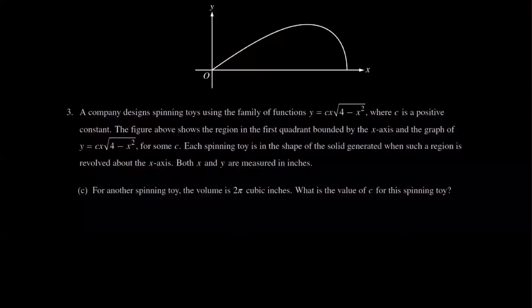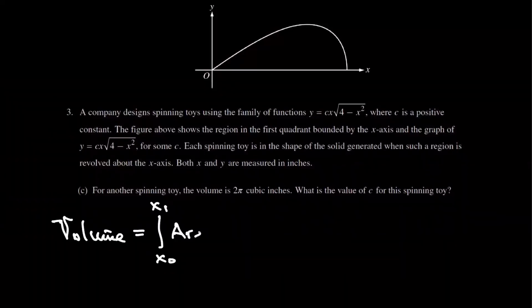And in this question, we are told that for another spinning toy, the volume is 2 pi cubic inches. And again, we need to find the value of c for that spinning toy. And so let's see what the volume is. The formula for the volume is equal to the integral from x0 to x1 of the area, which is a function of x, dx.